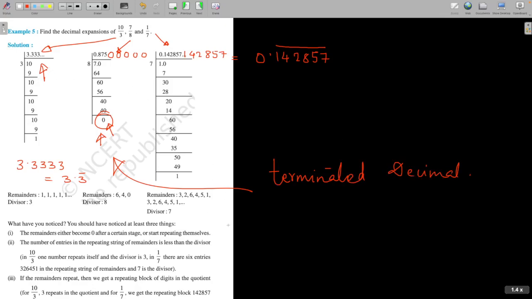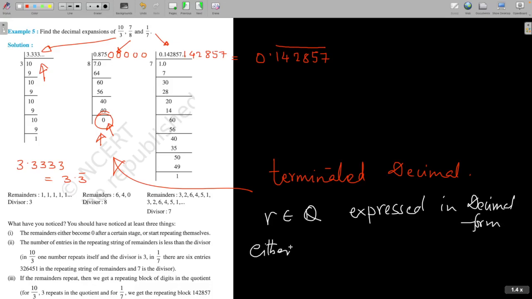So the main conclusion is that any rational number, if r belongs to Q, and if it is expressed in decimal form, is either terminating or recurring.